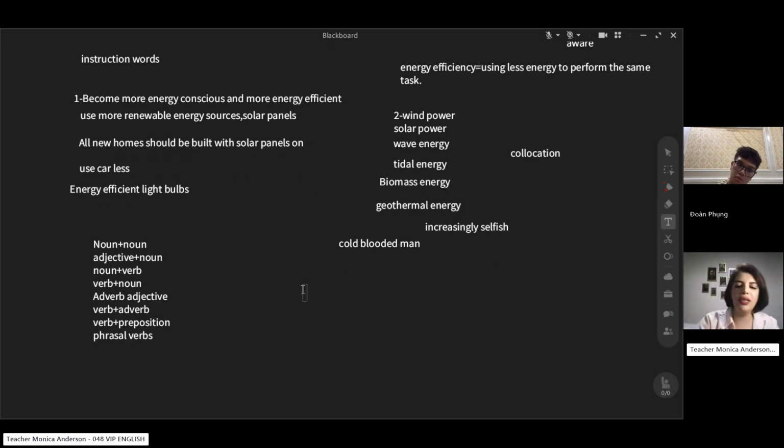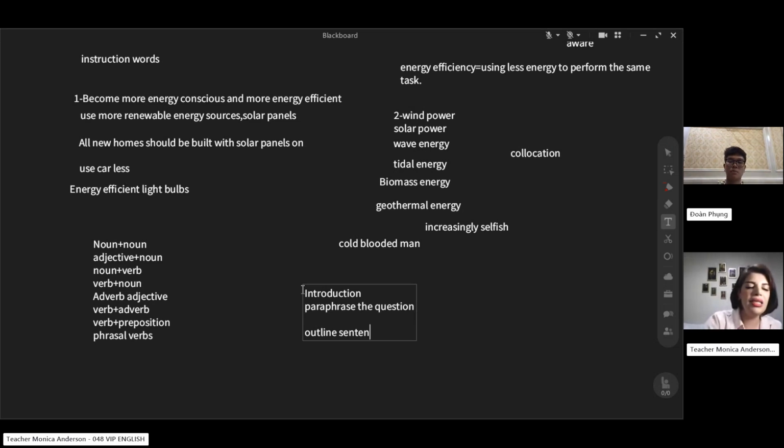The best introduction includes number 1, paraphrase the question, and number 2, an outline sentence: state your answer to both questions. But how?